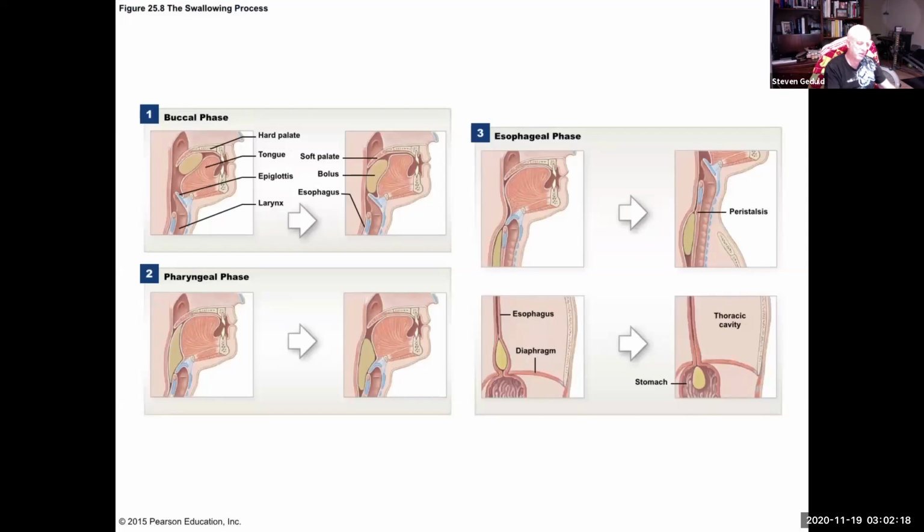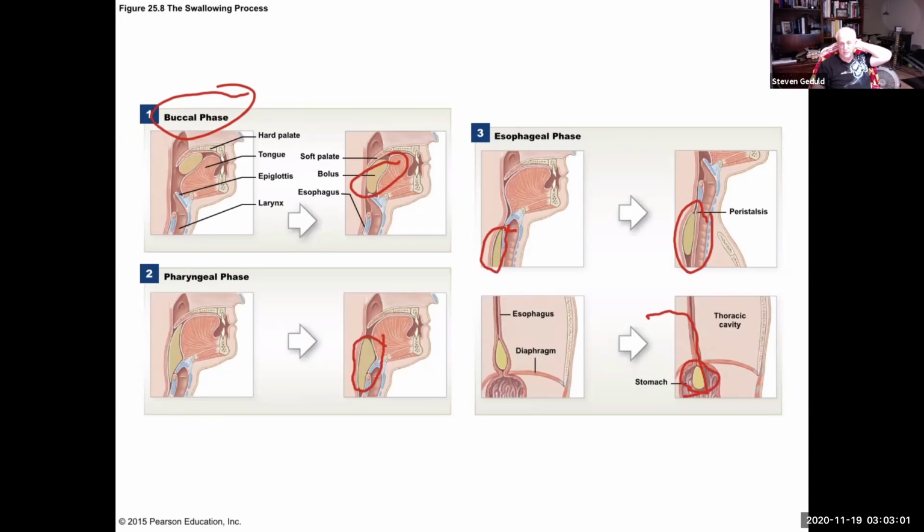So here's the buccal phase. You can see the tongue, see the bolus of food here being pushed through the oropharyngeal region behind the oral cavity. Then the pharyngeal phase, the pharyngeal muscles constrict and they push this bolus of food from the oral cavity towards the esophagus through the pharynx by the pharyngeal constrictors. Then the esophageal phase, the sphincter muscle opens and this bolus of food can enter into the esophagus. And it goes from the esophagus all the way down the thoracic cavity and it gets deposited into the stomach. That's how swallowing works.